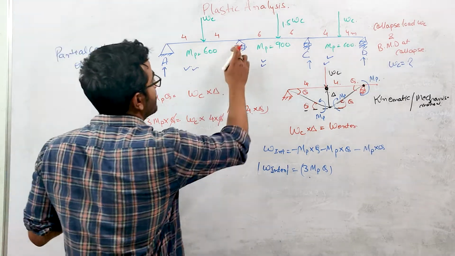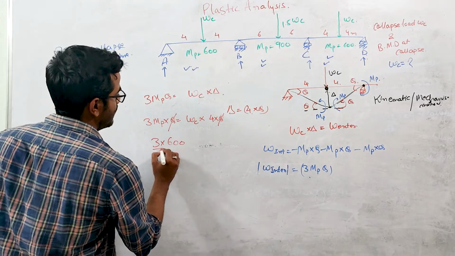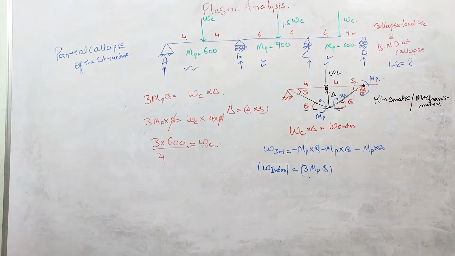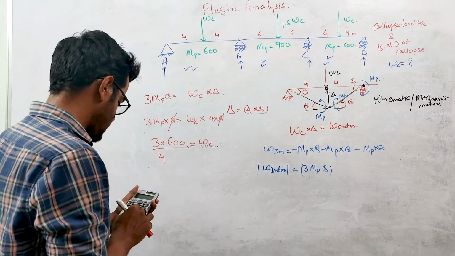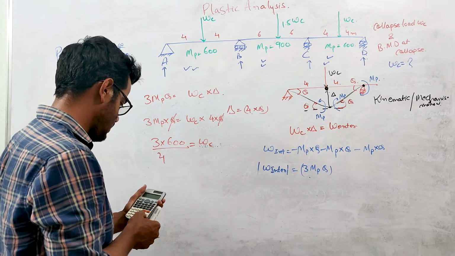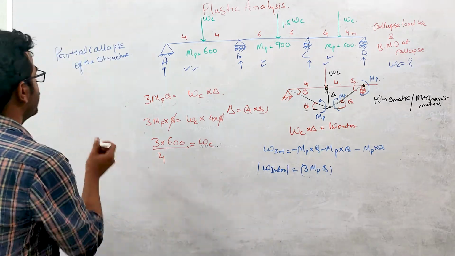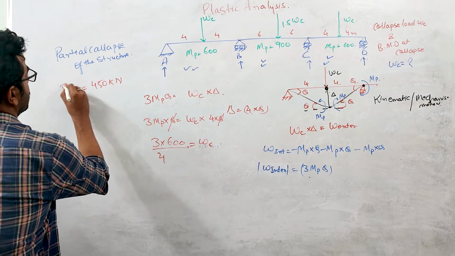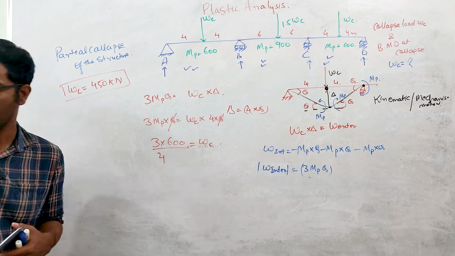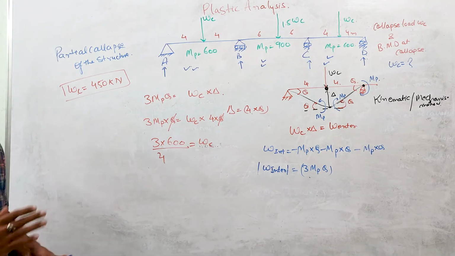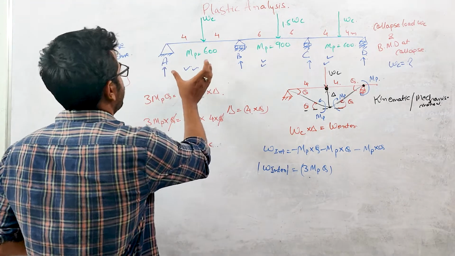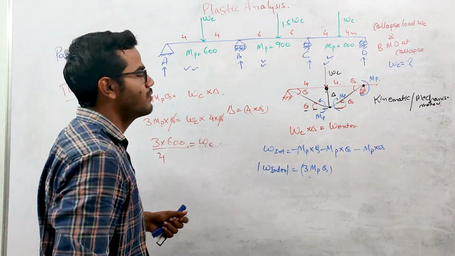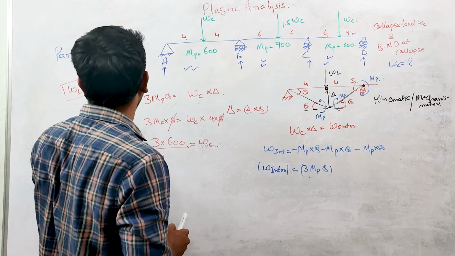Okay, the plastic hinge at this point will form in the weak member, right? So this is 3 into 600 by 4 equals WC. If you calculate this value, WC comes out to be 450 kilonewton. So this is the first case we have discussed, in which a partial collapse is happening. We are taking this span AB. So when span AB collapses, the plastic load required will be 450.